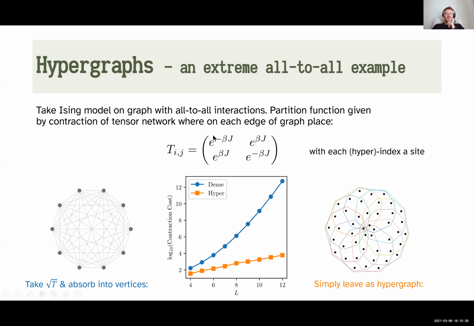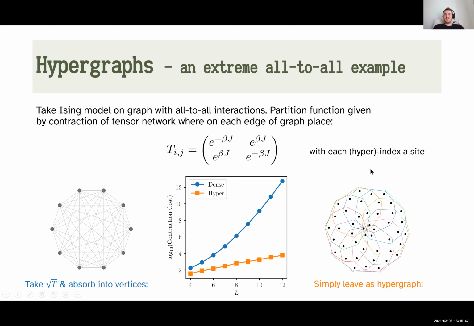The standard way of approaching these partition function tensor networks would be to take the square root of this and absorb each factor into the vertices, and then your tensor network has exactly the same geometry as the underlying physical graph.